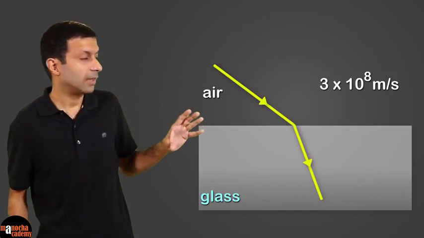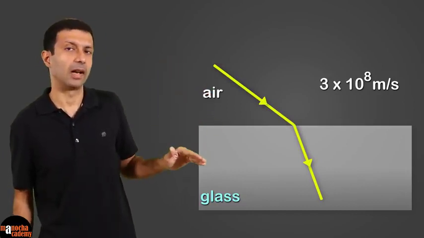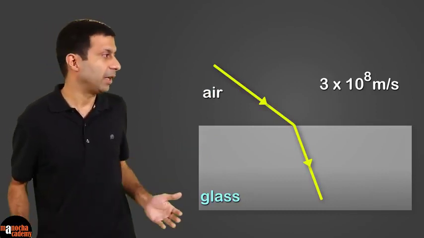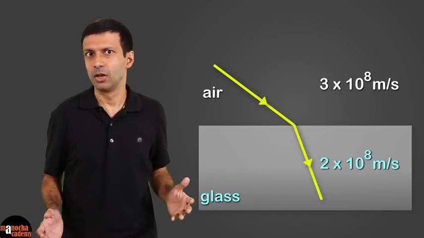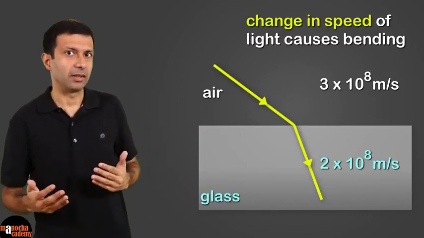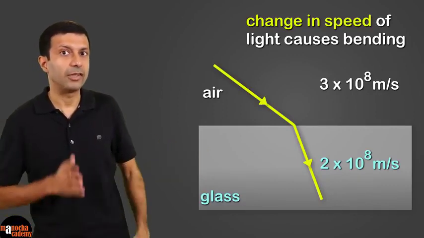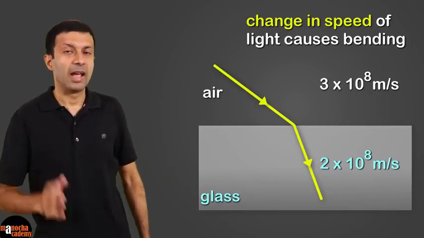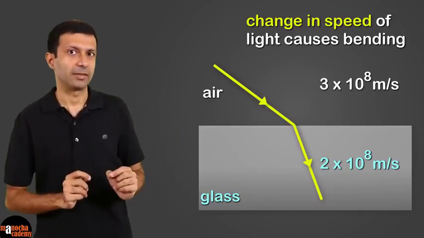And since glass is denser than air, it slows down the light when it enters the glass block. And let's say the speed here is 2 into 10 to the power 8 meter per second. So this change in speed of light when it's traveling from air to glass causes the light to bend. And greater the change in speed, greater will be the bending of light.